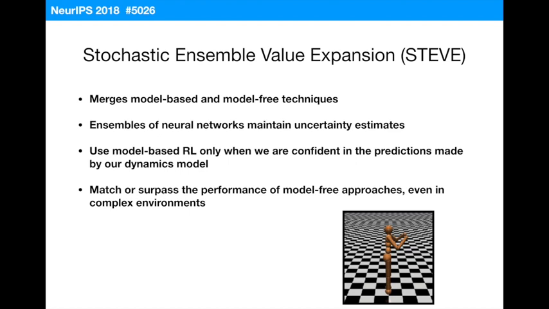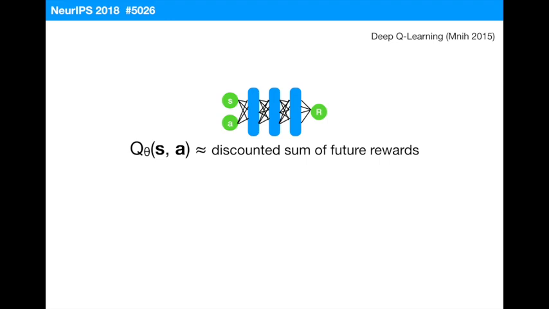We use bootstrapped ensembles of neural networks to maintain uncertainty estimates, and use model-based reinforcement learning only when we are confident in the predictions made by our dynamics model. This allows STEVE to match or surpass the performance of model-free approaches, even in challenging environments where our dynamics model makes significant errors. First, some background.